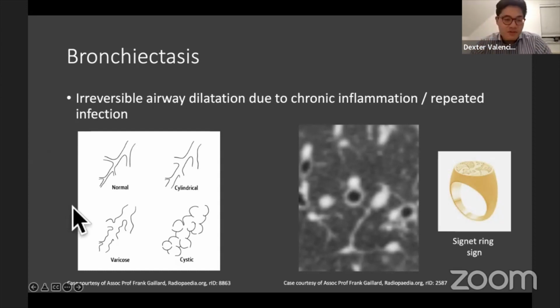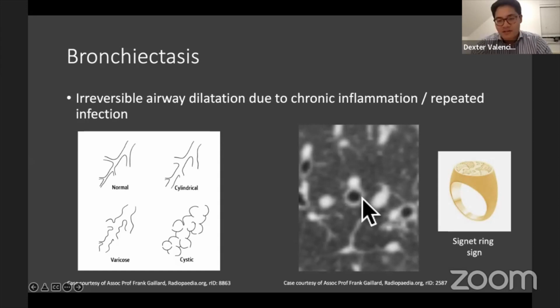There are different types. So this is a normal airway. You can have cylindrical, where it's all sort of smooth, varicose, like the veins when you get varicose veins, and cystic, where you have these sort of ball, cystic-like appearances. You don't really need to know about this. All you need to know is that you get irreversible airway dilatation. And the sign that you classically get taught in EMQs and things like that is this signet ring sign.